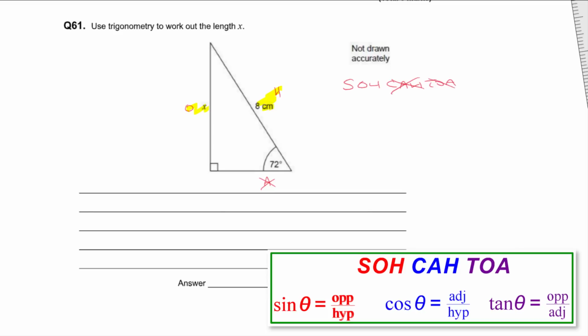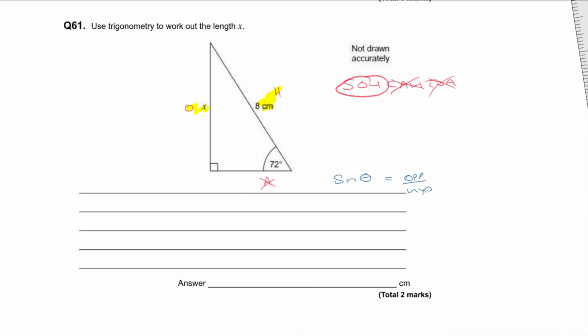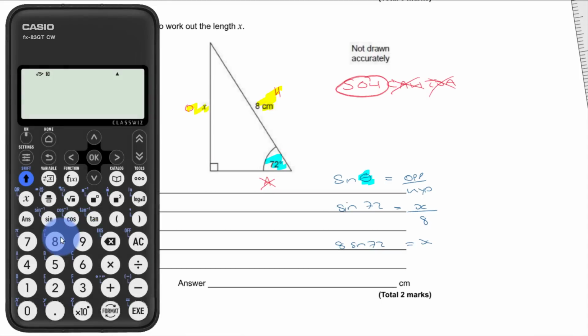So cosine has got an A in it. Tangent has got an A in it. So it's this one, it's the sine that we want in this case. Writing out the formula for sine, sine theta is equal to opposite over hypotenuse, okay? Subbing in from the diagram, theta is a placeholder for the angle, that's 72. So sine 72 is equal to the opposite, x, divided by the hypotenuse, 8. Rearranging, x equals 8 sine 72. Type that into the calculator. 8 sine 72 comes out to be 7.608.